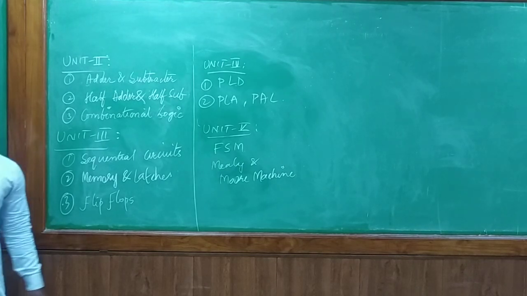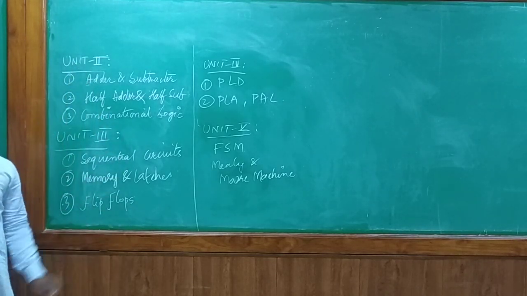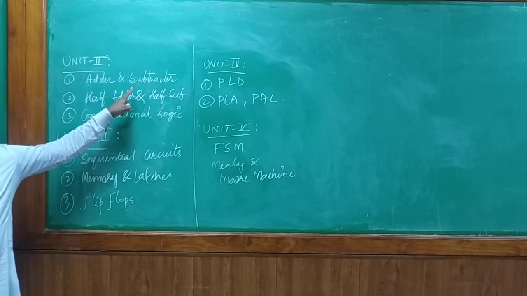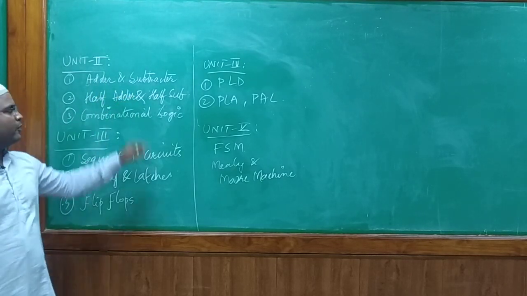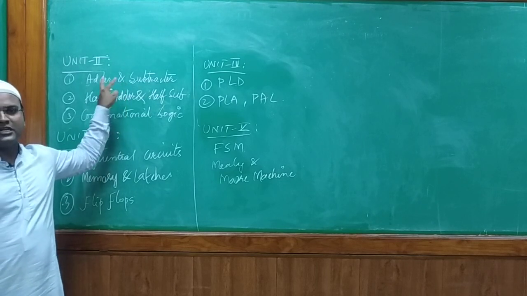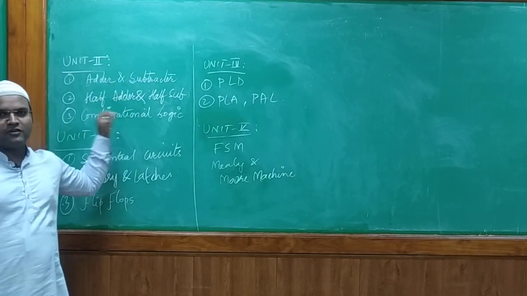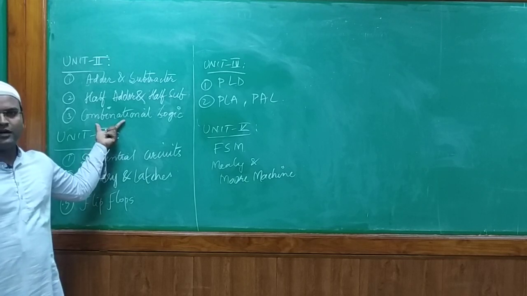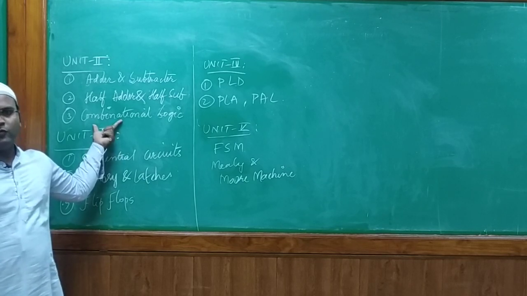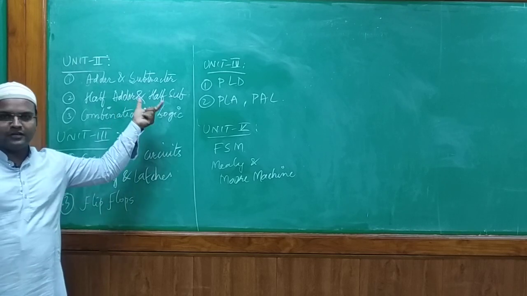So in the next concept, in unit 2, we are going to learn the adder and subtractor. So in adder and subtractor, what actually are we going to learn? We are going to learn the combinational circuit. What is the meaning of a combinational circuit? It's a circuitry in which we take a logic design. In that we give different inputs and we get different outputs.